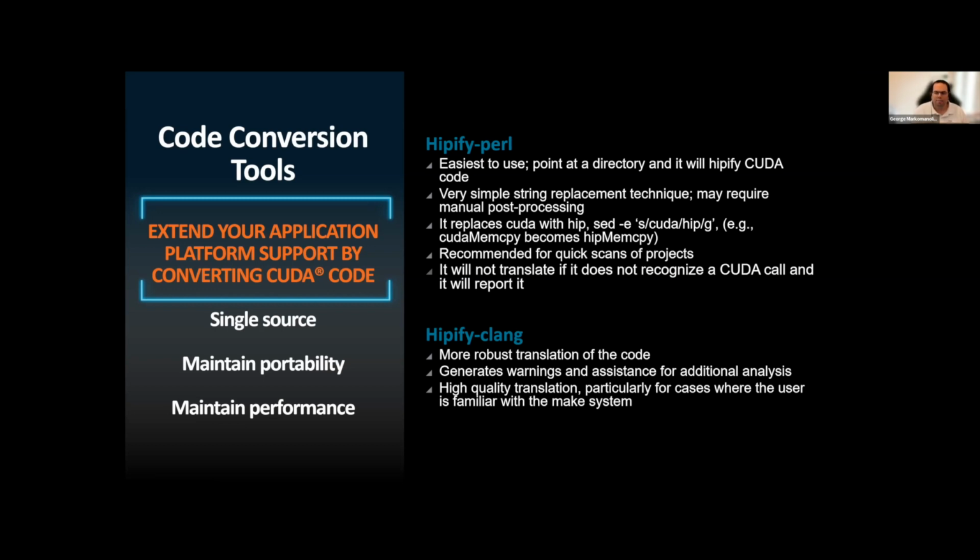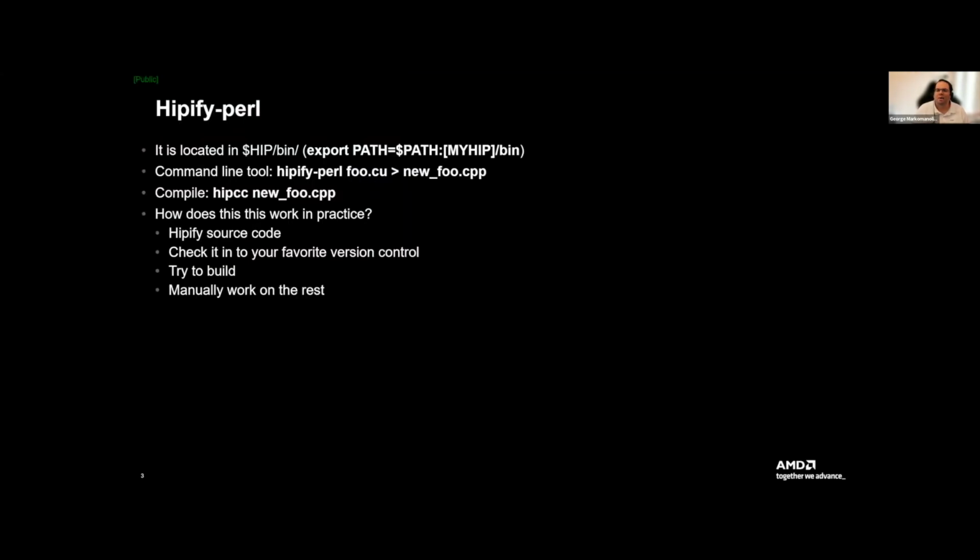hipify-clang is a more robust translation of the code, generating warnings and assistance for additional analysis. It gives high quality translation, particularly for cases where the user is familiar with the make system. But I would say that hipify-perl, for many people, is just easier to use. It is located, I suppose, still in hip/bin, and you can run this command, hipify-perl on the CUDA file, and this produces a new HIPified file. Okay, and you can compile like that.